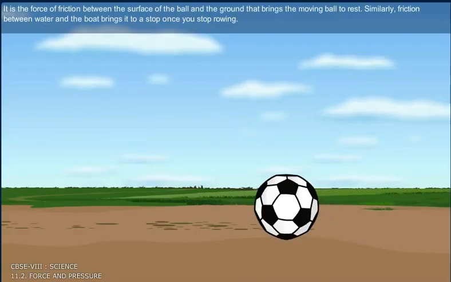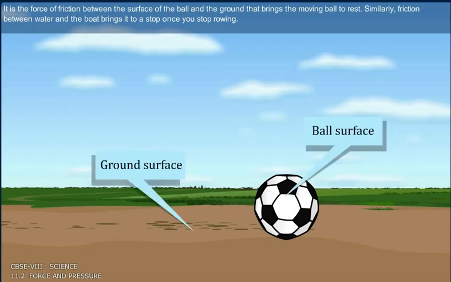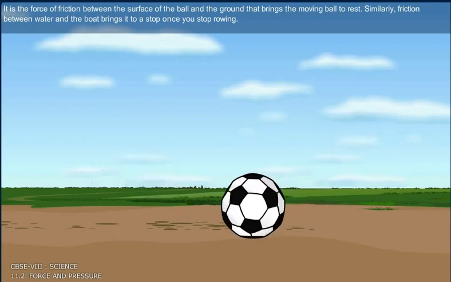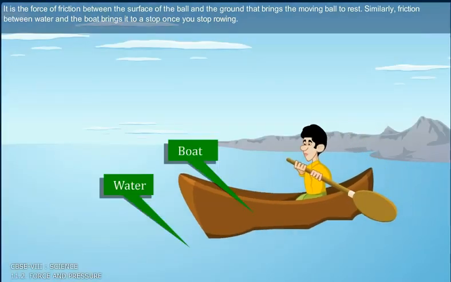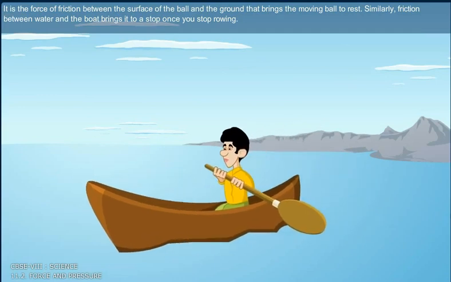It is the force of friction between the surface of the ball and the ground that brings the moving ball to rest. Similarly, friction between water and the boat brings it to a stop once you stop rowing.